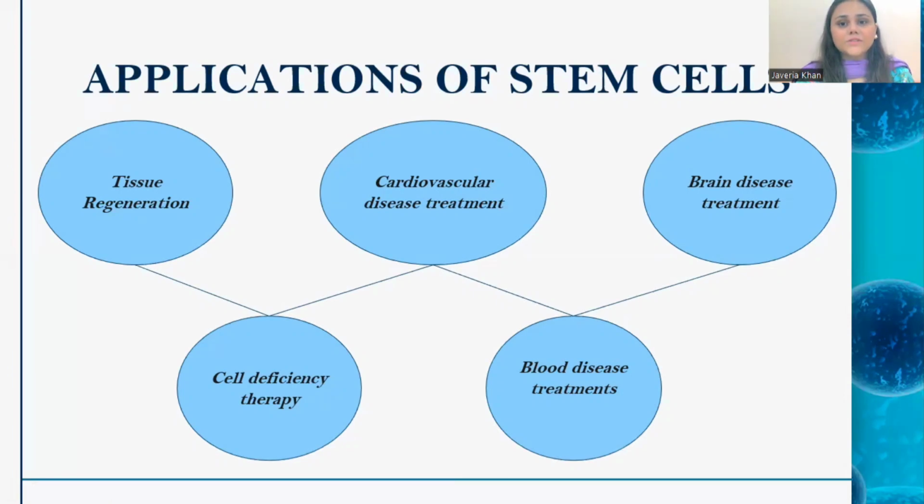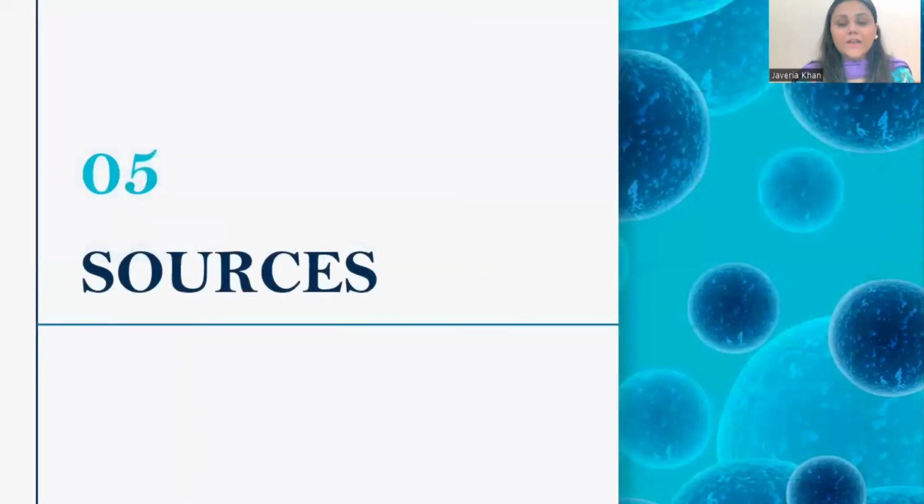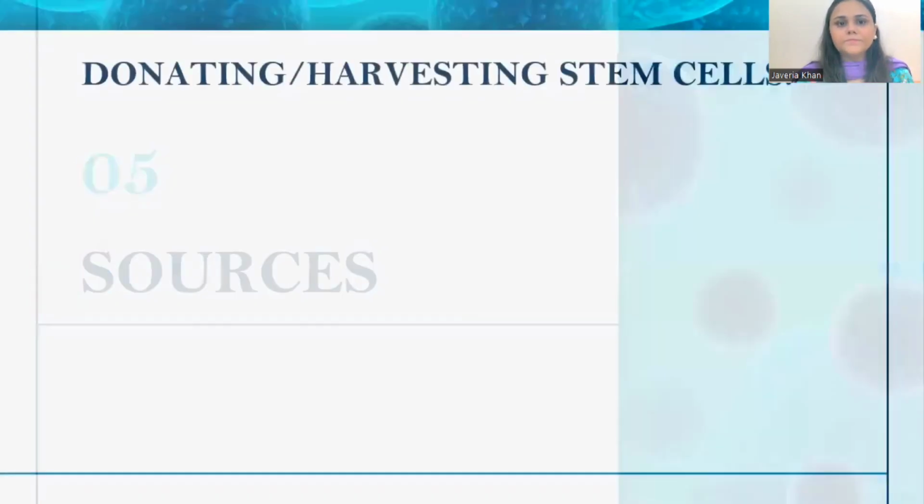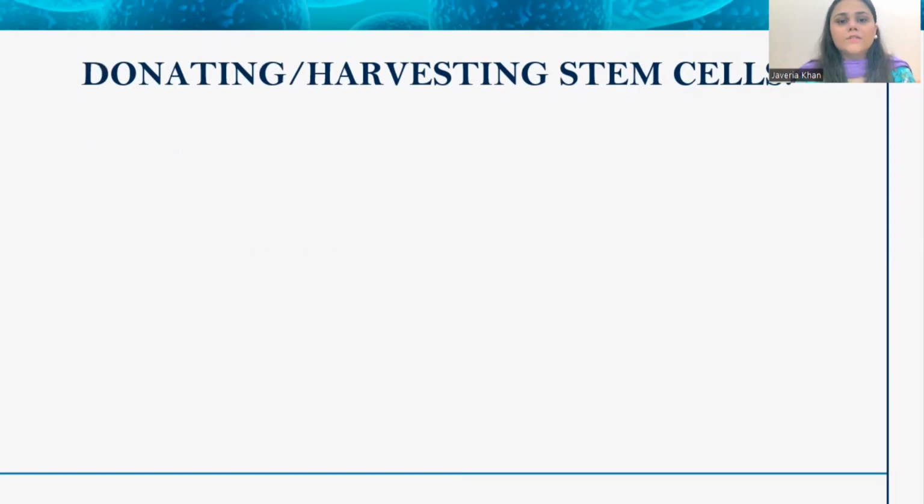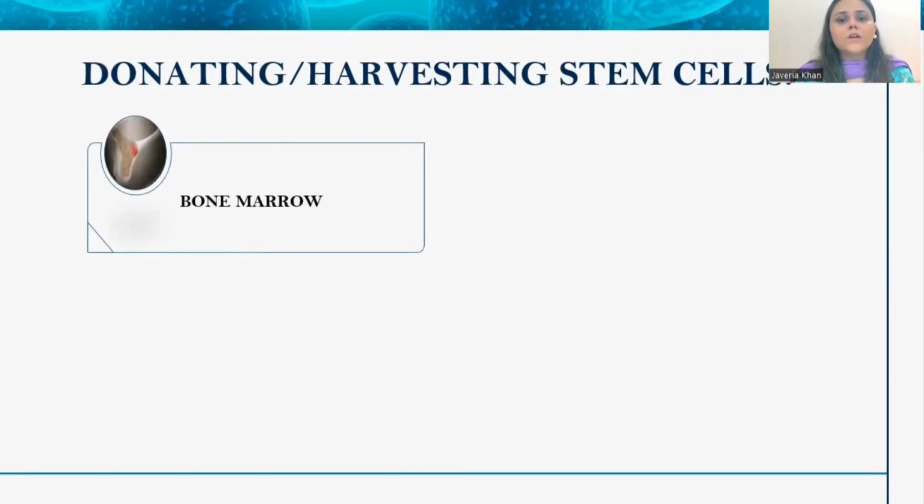Next slide shows the sources of stem cells. People can donate stem cells to help others or possibly for their own good. These donations can come from the following sources. One is bone marrow. These cells are taken from the hip or pelvic bone. Technicians then isolate these stem cells.